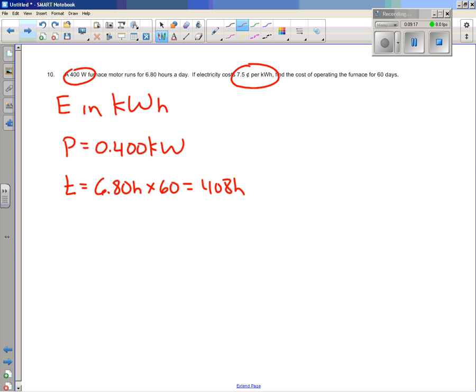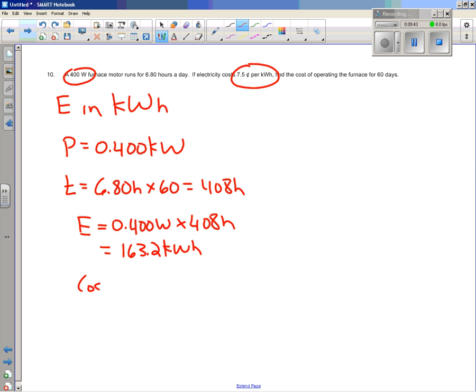Now I've got my kilowatts. Now I've got my hours, so I can find my energy consumption in kilowatt hours by just going 0.400 kilowatts times 408 hours. That gives me 163.2 kilowatt hours. That's not my cost. That's how much energy I used in kilowatt hours.